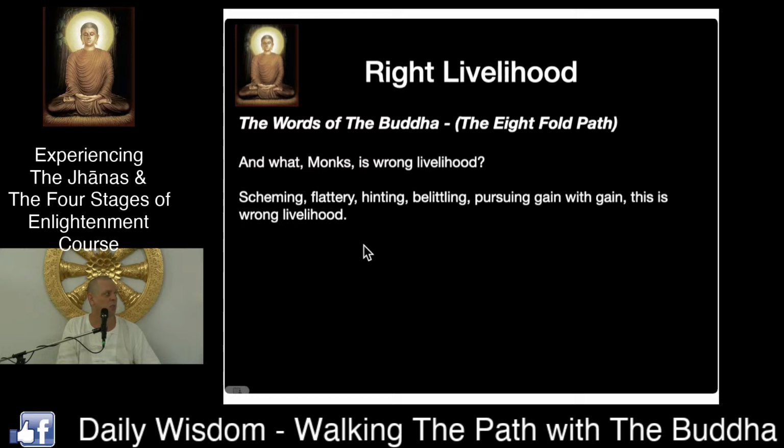Then he teaches you how to perform your livelihood, that if you're performing your livelihood with scheming, which is like corruption, if you're flattering people, which is like insincere comments just to get people to buy things from you, if you are hinting, which is like being unclear and imprecise about the way that you're talking in your job, the way you're communicating. Belittling is like degrading or diminishing your coworkers or your business partners or your customers or your competition. Pursuing gain with gain is like just collecting a paycheck. You don't really care about the work that you're doing, that you're just collecting a paycheck. You're just doing it for the money.